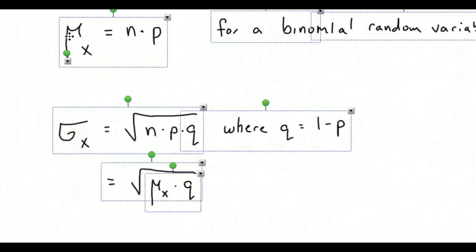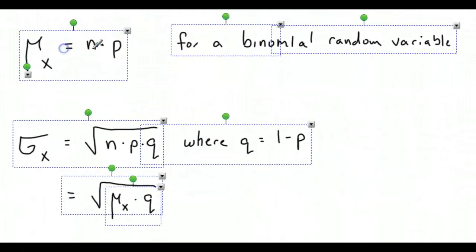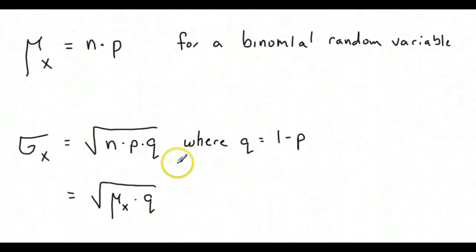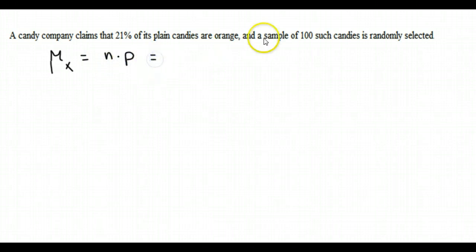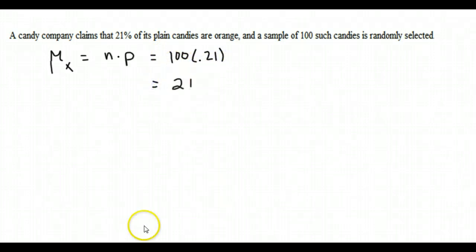I don't know why everything's off the screen. But anyway, there's your definitions. So if we're ever asked to find the mean, well, the mean of this random variable is n times p. N is equal to 100. P is equal to 0.21. So n times p is 21.